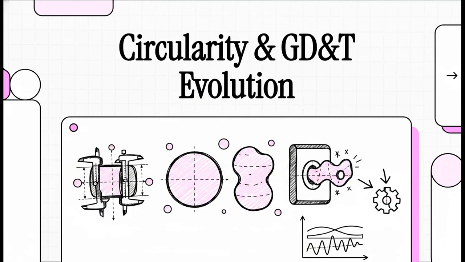Welcome back, everyone. We're diving right into Lesson 9 of our GD&T Master Course. Today, it's all about circularity, or roundness, and how the ASME standards have evolved to save us from catastrophic part failure. Think about this for a second.